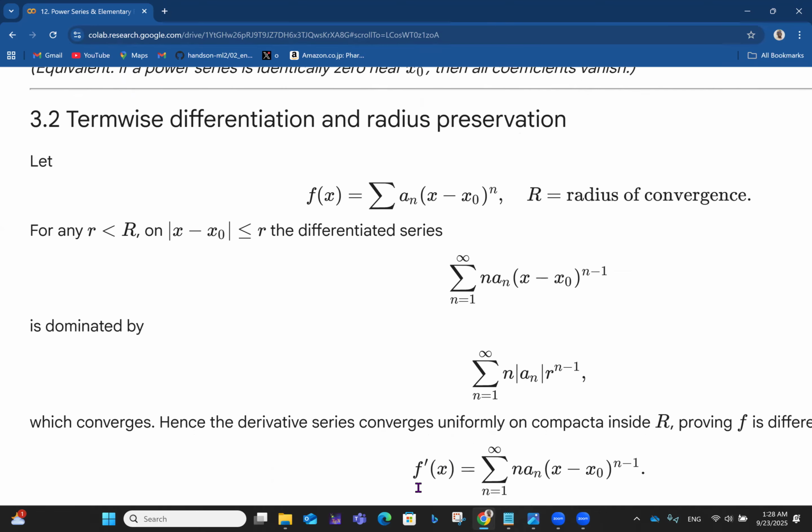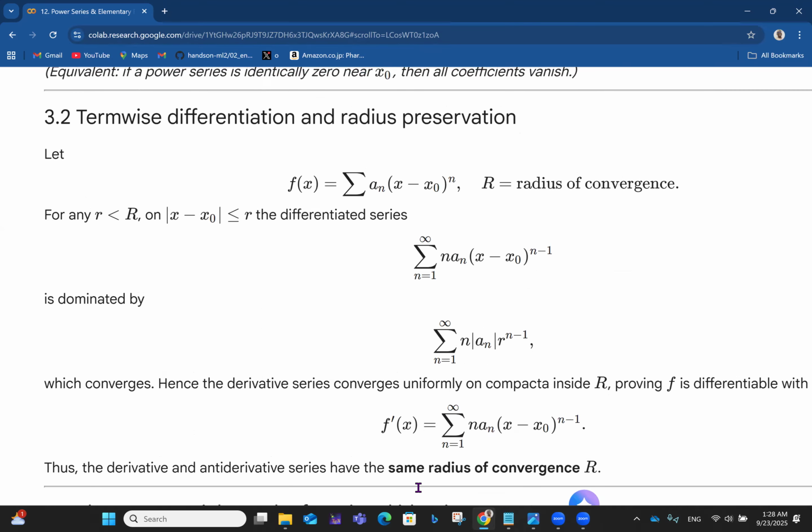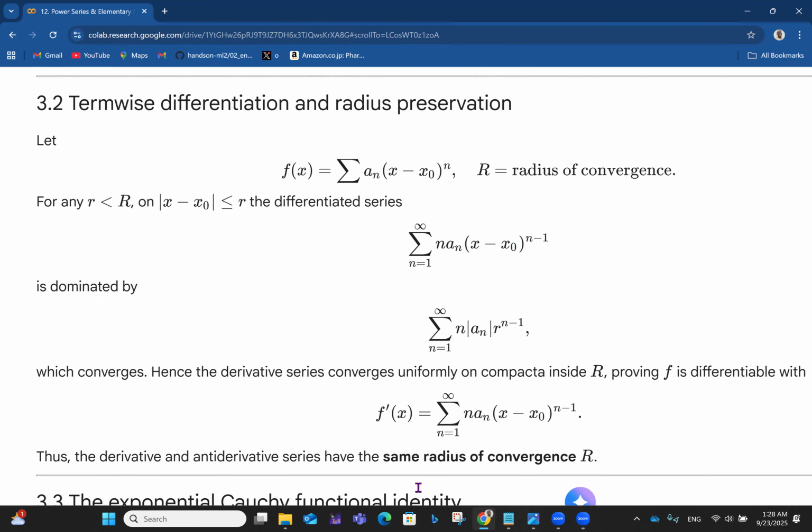Okay. So we have term-wise differentiation and radius preservation. Let f of x be the summation, a power series of course, of a_n times (x minus x naught) raised to n, where R is the radius of convergence. For any small r less than the radius of convergence R, on the absolute value of x minus x naught less than or equal to r, the differentiated series would be the summation from n equals 1 to infinity.